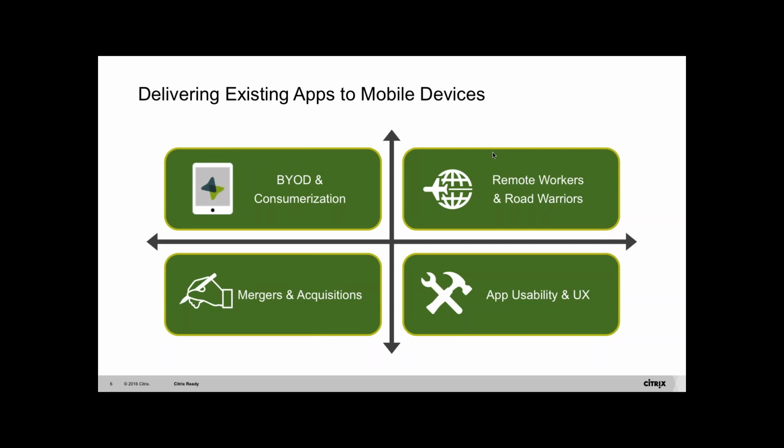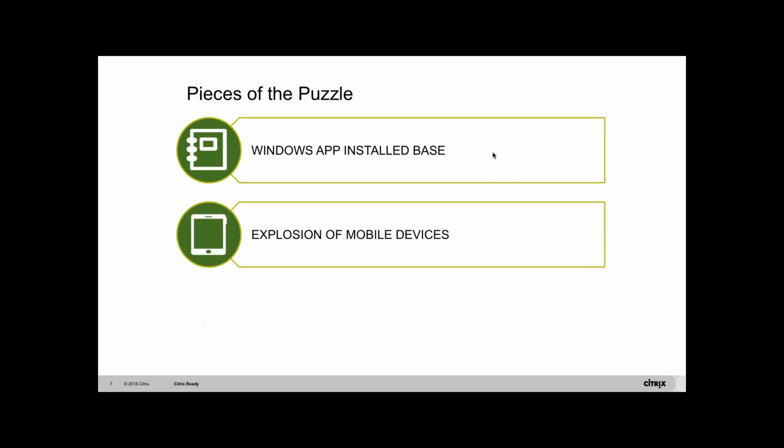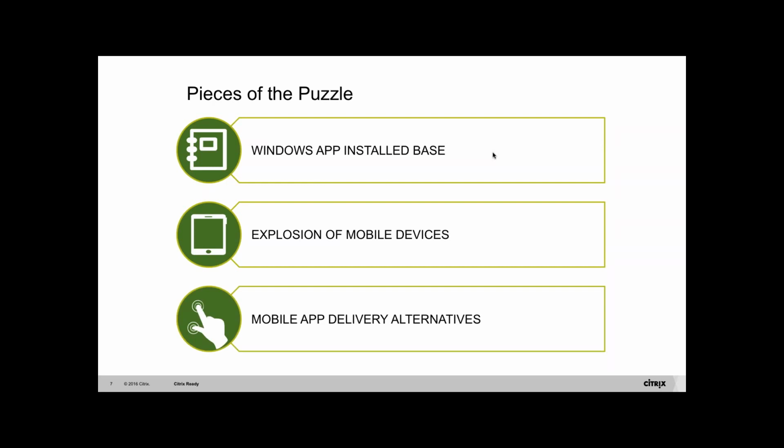So those are different factors you have to think about, and then we drill down specifically to the puzzle of delivering existing apps to your mobile devices. There are a few things you need to evaluate. So first of all, what is your Windows app installed base? For the most part, when we're talking existing apps, we're talking apps that run on Windows. Of course, Windows has a massive installed base. And then we'll talk about the explosion of mobile devices, of course, and then what are your different alternatives that you can use to deliver these existing legacy applications to your mobile devices.